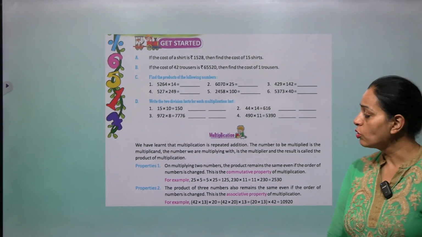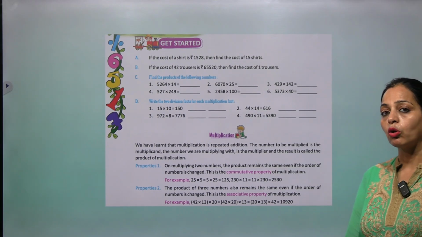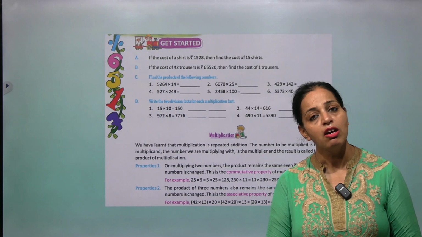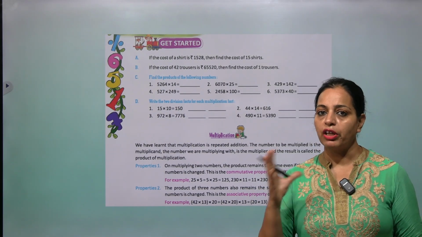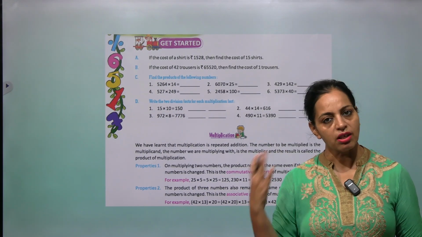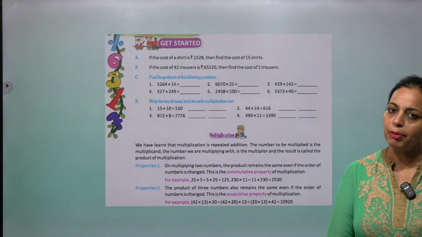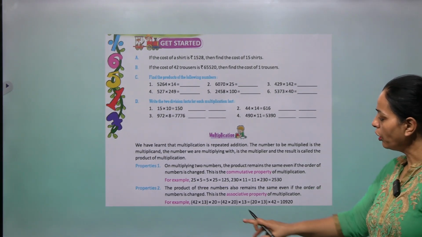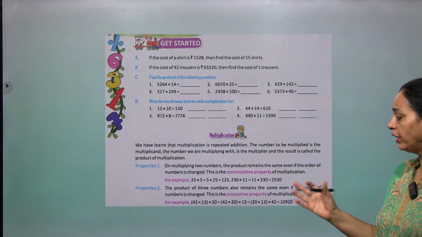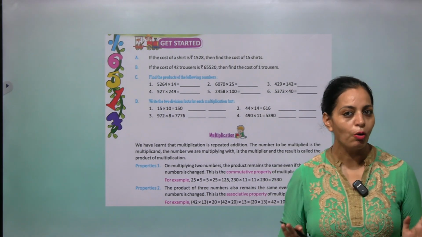It's very important. Now see property 2: the product of three numbers also remains the same even if the order of the numbers is changed. Now we are talking about three numbers. If we take three numbers, the same property applies, meaning we can change the order. We can multiply the first and third number first and then multiply by the second number, or multiply the first and second first and then multiply by the third. The result would be the same. So this property is said to be the associative property of multiplication. One example given here: 42 into 13 in brackets into 20, or 42 into 20 into 13, or 20 into 13 into 42. However you multiply, the answer would be the same, 10,920. I hope it's clear to you.